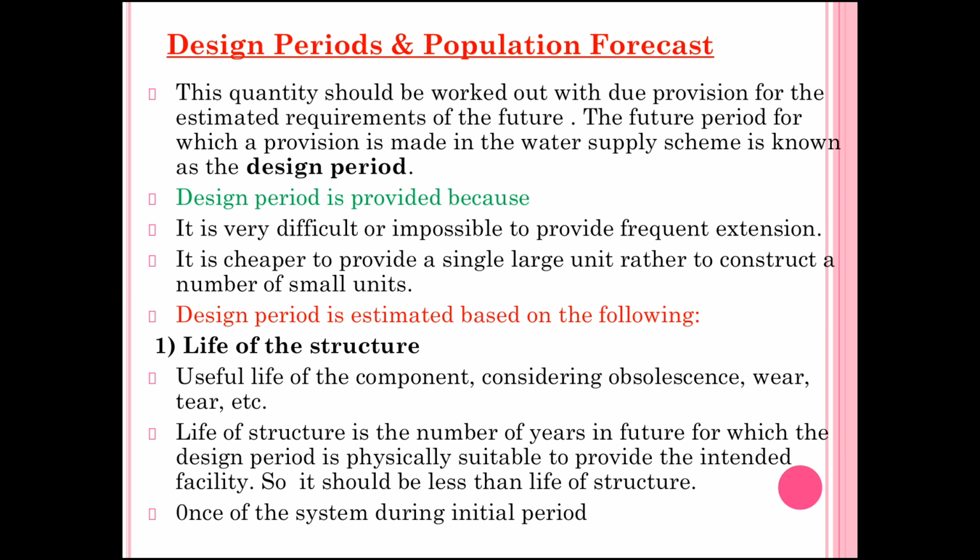Now the next topic is design period and population forecast. This quantity should be worked out with due provision for the estimated requirement of the future. The future period for which provision is made in a water supply scheme is known as the design period. The design period is provided because it is very difficult or impossible to provide frequent extensions. It is cheaper to provide a single large unit rather than construct a number of small units.